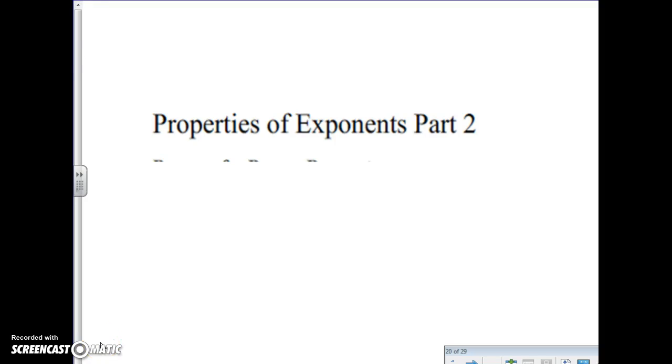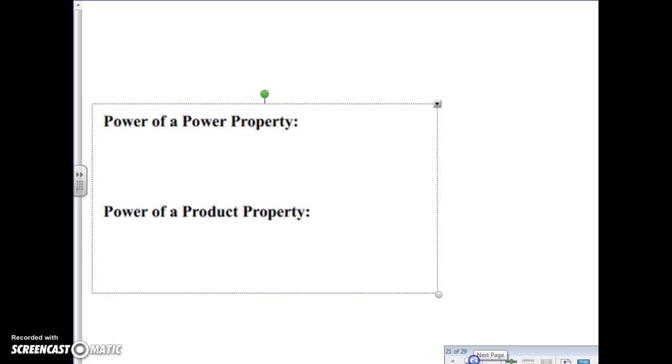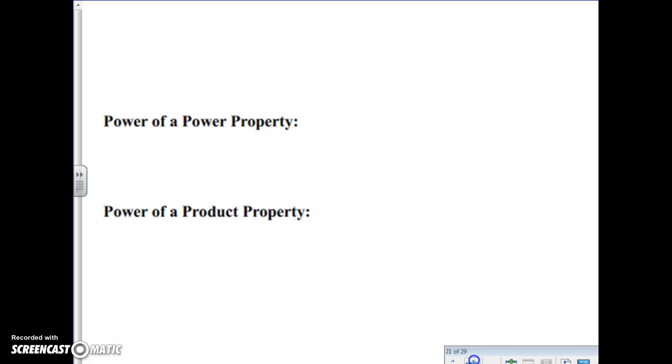Alright guys, so we've been talking about properties with exponents, and I want to add two other ones to you guys. If you look at your notes that the sub just gave to you, let's look at a couple of them. One of them is the power of a power property. So what this means is that I'm taking a to the b to a power. So what that means is that I'm taking like x squared to the third power.